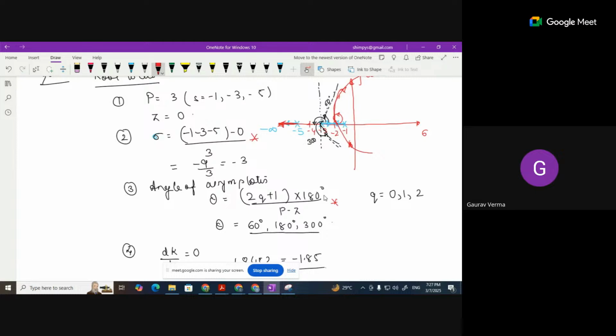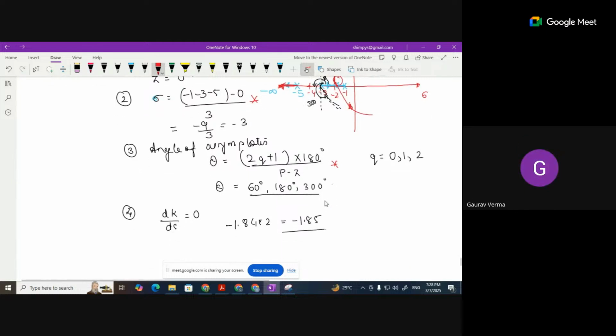But at this breakaway point, the angle of departure, is this what we call the angle of departure? No, angle of departure always exists for your complex poles, and angle of arrival exists for your complex zeros. Here we don't have that. Okay, I got your point, we'll discuss it later on. Let me see to it.